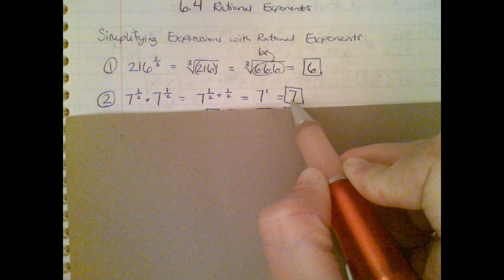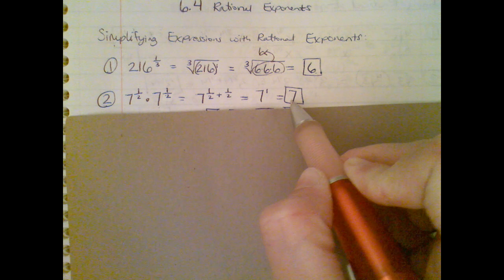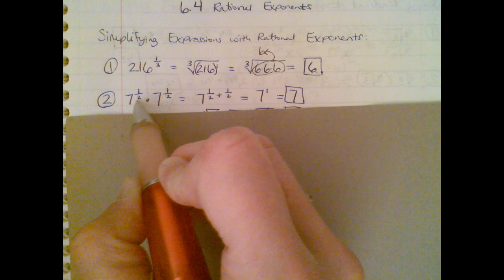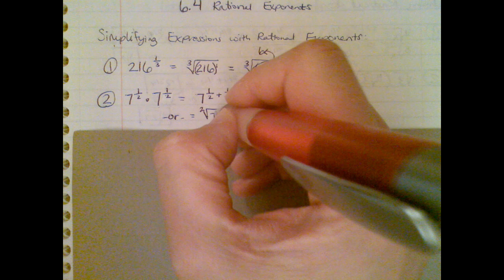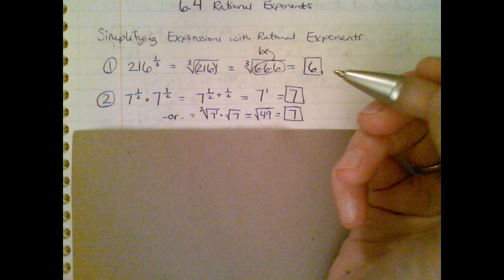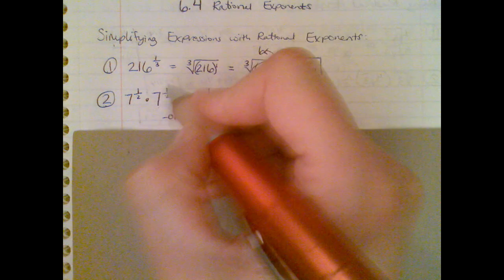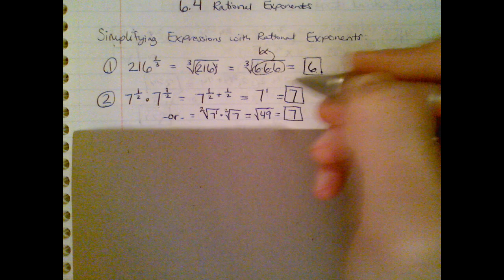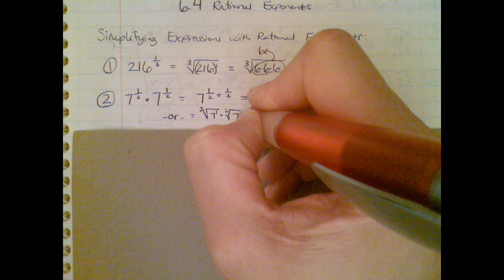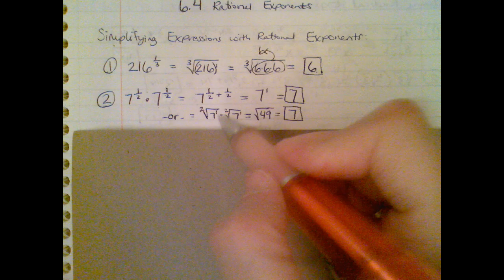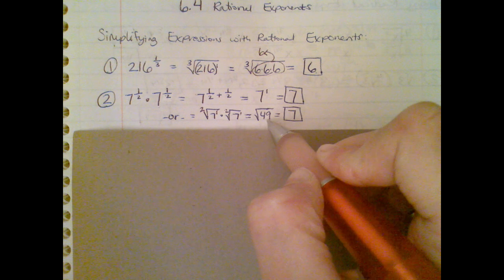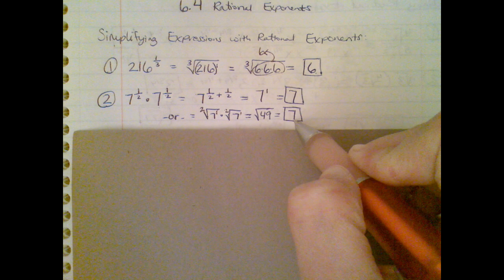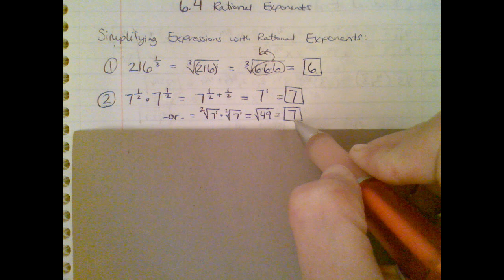Another way that we can do this, we can switch it to radical form. So 7 to the 1/2 would be 7 we're going to put underneath. The denominator goes as our root, and the numerator goes as the exponent. And then this one, 7 to the 1/2 again. So the 2 goes as the root, and the numerator, the 1, goes as the exponent. So we have square root of 7 times square root of 7. That would just be the square root of 49. Square root of 49 is just 7. So we could do it that way.